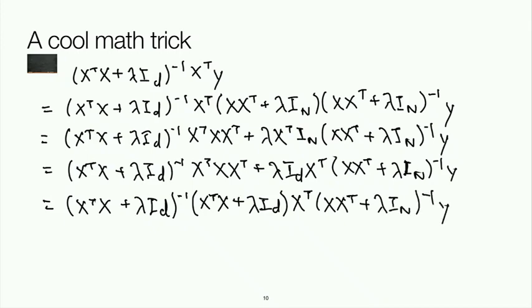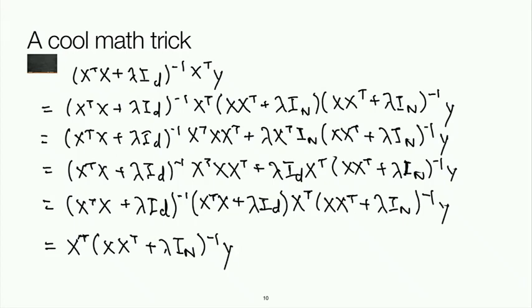What am I going to do next? Cancel it out, right? This thing is the inverse of this thing, so when I multiply these two together, I just get I, right? So then I get only the stuff that's left over on that side, which is X transpose, X X transpose plus lambda I_N inverse Y.